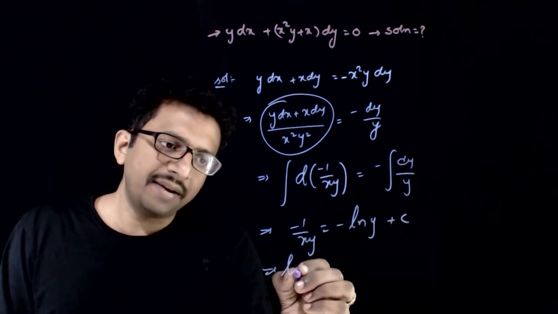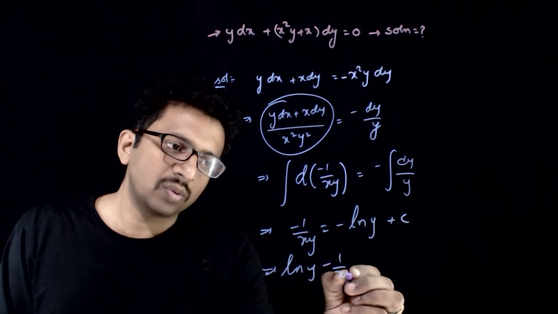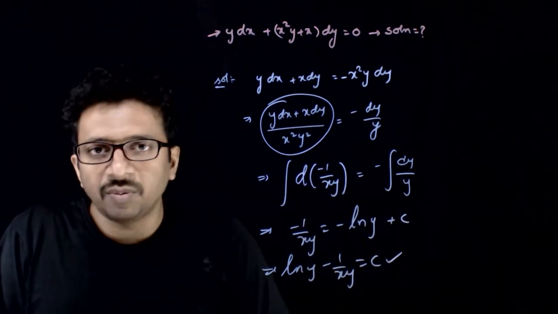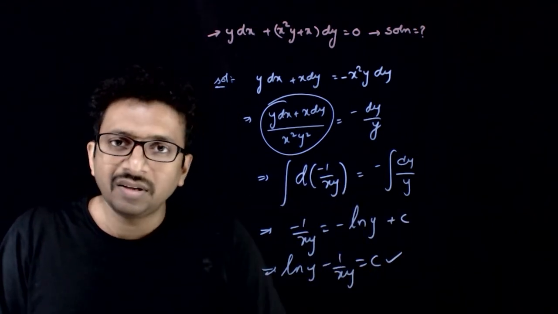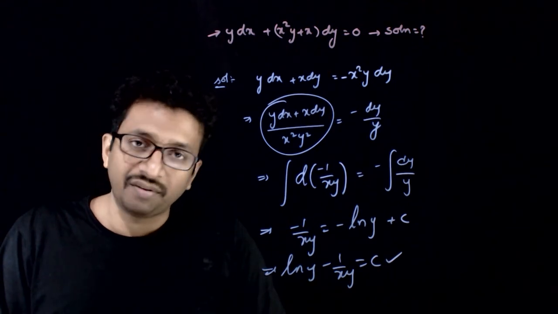So this implies ln y minus 1 by xy is equal to c. So this will be the solution of this differential equation.